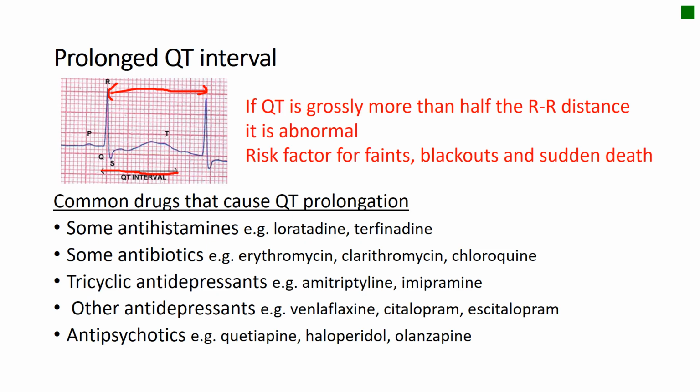And it's associated with some drugs, even common drugs like antihistamines, some antibiotics, tricyclic antidepressants, other antidepressants, and even antipsychotics, all common in Jordan, and a lot of them just given by the pharmacist to patients. So be aware that these drugs can prolong the QT interval, which in turn is a risk for faints, blackouts, and sudden death.